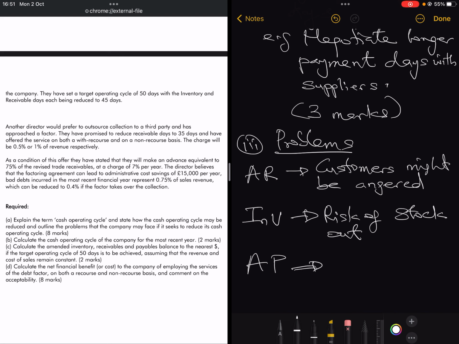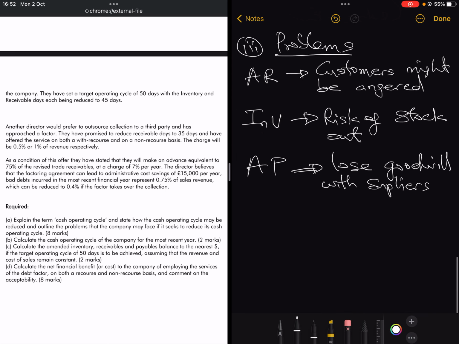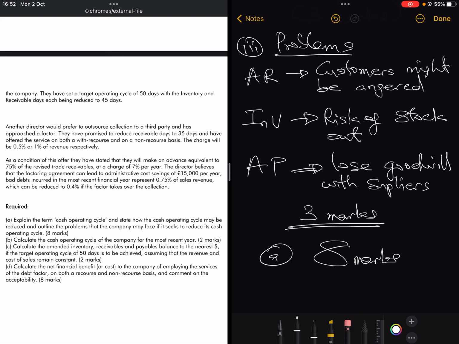And when you try to negotiate longer payment days with suppliers, you might actually lose goodwill with suppliers, because they might think that you are running into problems, and because of that, they might stop selling on credits to you. When you say all of this, you have additional 3 marks. And that is how you earn all the 8 marks in the A part of this question.